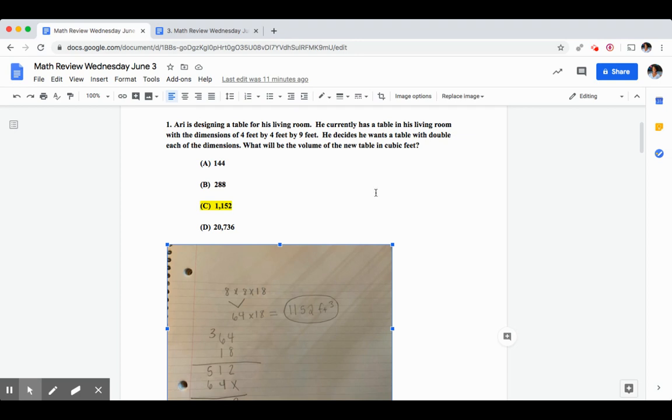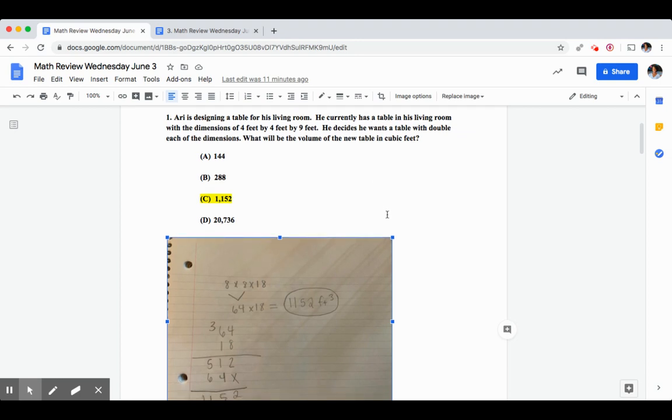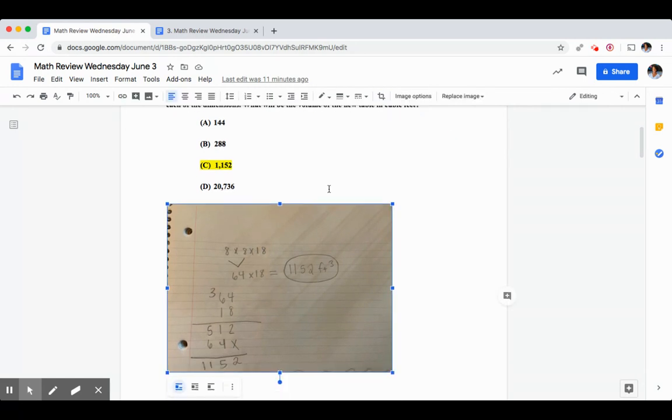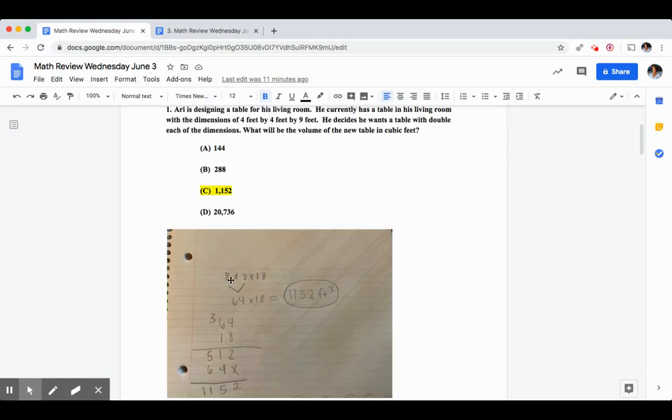We know that our formula for volume is length times width times height. It says that Ari wants to double each dimension. So the new dimensions will become 8 feet by 8 feet by 18 feet because I doubled 4, 4, and 9. And when I find the volume, I multiply 8 times 8 times 18, and my final answer should be 1,152 feet cubed.